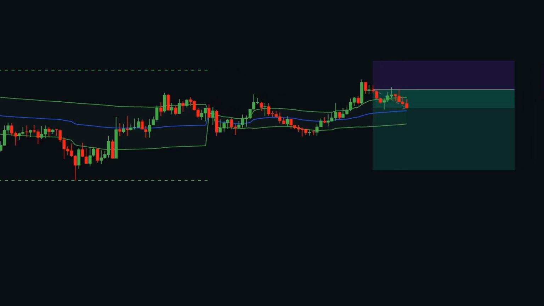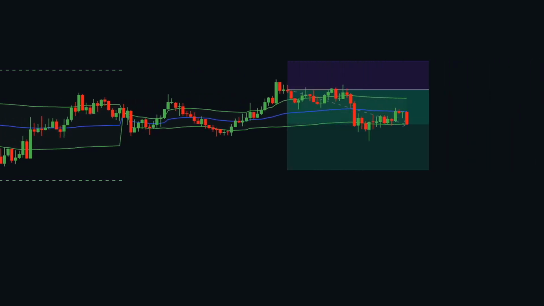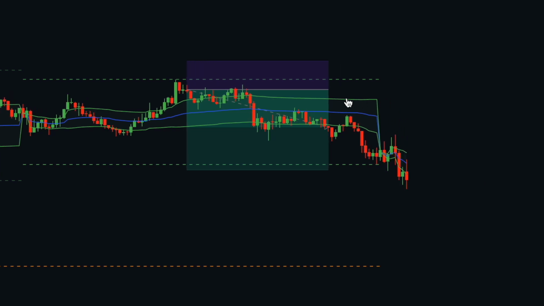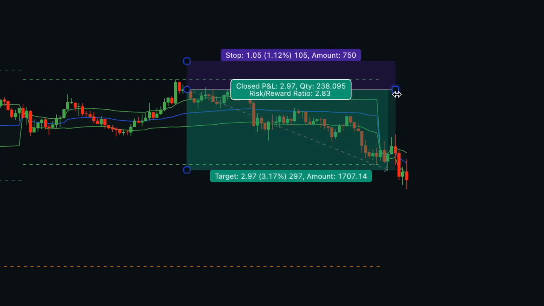I hope you see the potential of this trading strategy. It's not perfect by any means. Of course, you can refine your entries even more, using volume or even some smart money concepts.